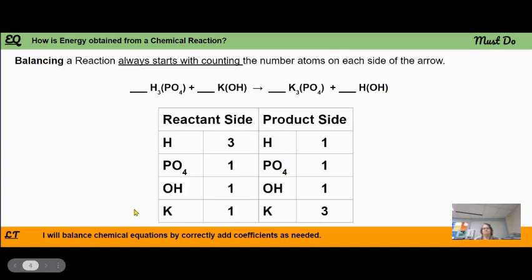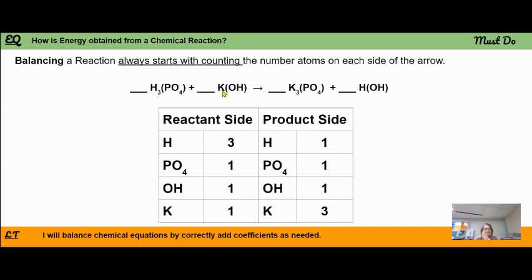So here's what we're doing. We're going to balance the reaction. We always start by counting the number of atoms on each side of the arrow. Here I have 3 hydrogens, and then this is that quick trick: I have a PO4 on this side and a PO4 on this side, so I can keep the PO4 together. I don't have to separate them. So I have 1 PO4 here and 1 PO4 here.